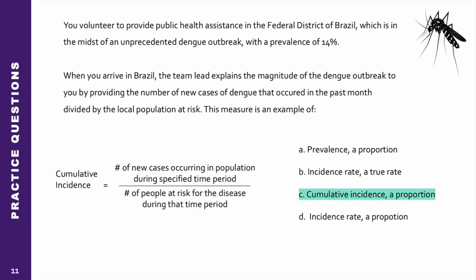cumulative incidence, which is a proportion. It's the number of new cases in a population during a specified time period divided by the number of people at risk for that disease during that time period. Remember that incidence rate has person time, usually person years in the denominator, and prevalence is the number of cases present in the population at a specified time divided by the number of people in the population at that time. Prevalence looks at existing cases, not specifically new cases.